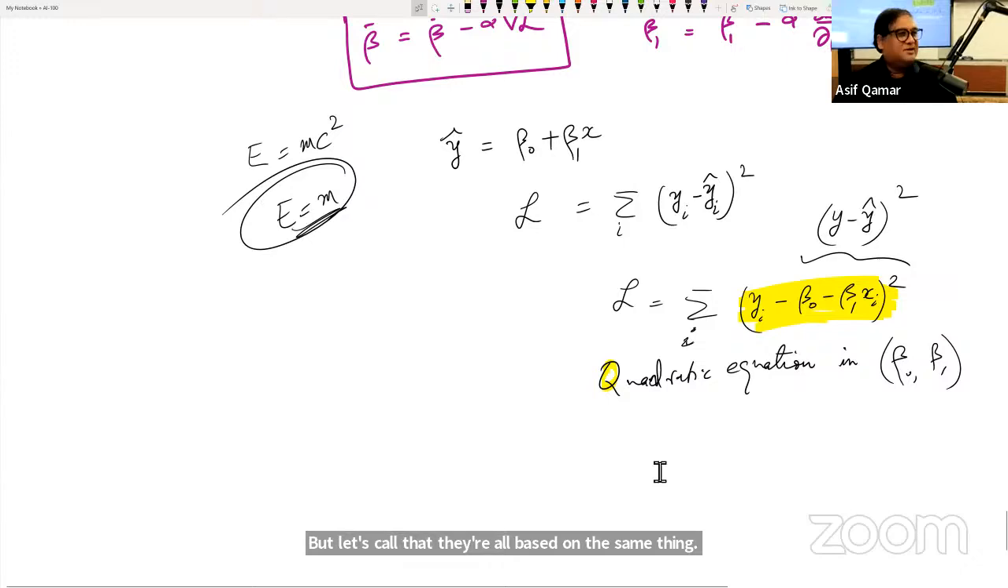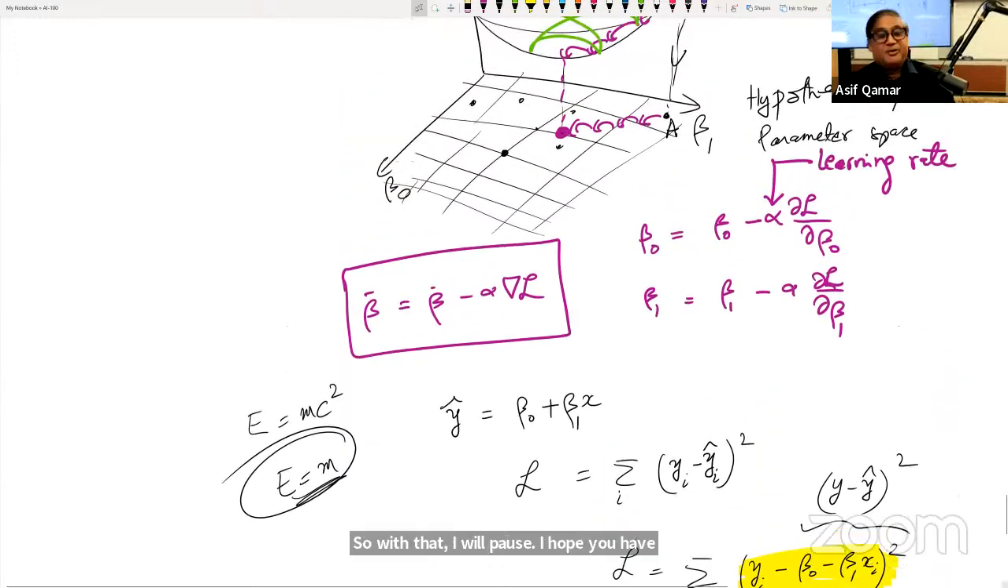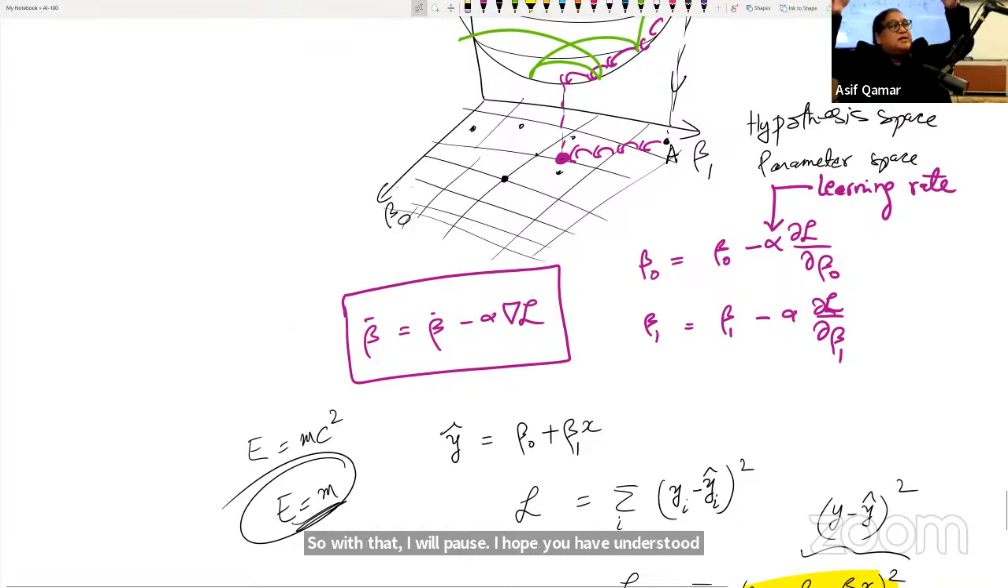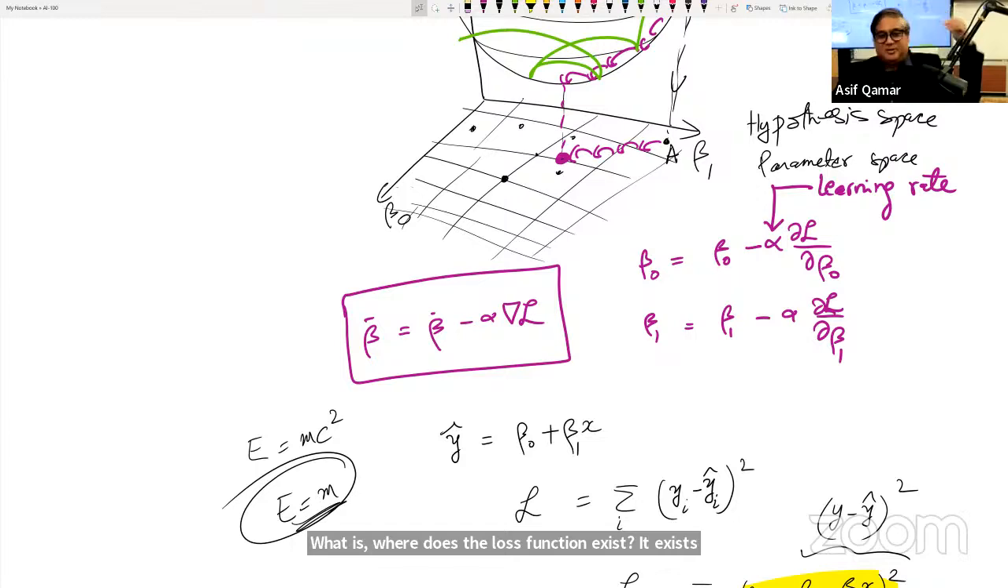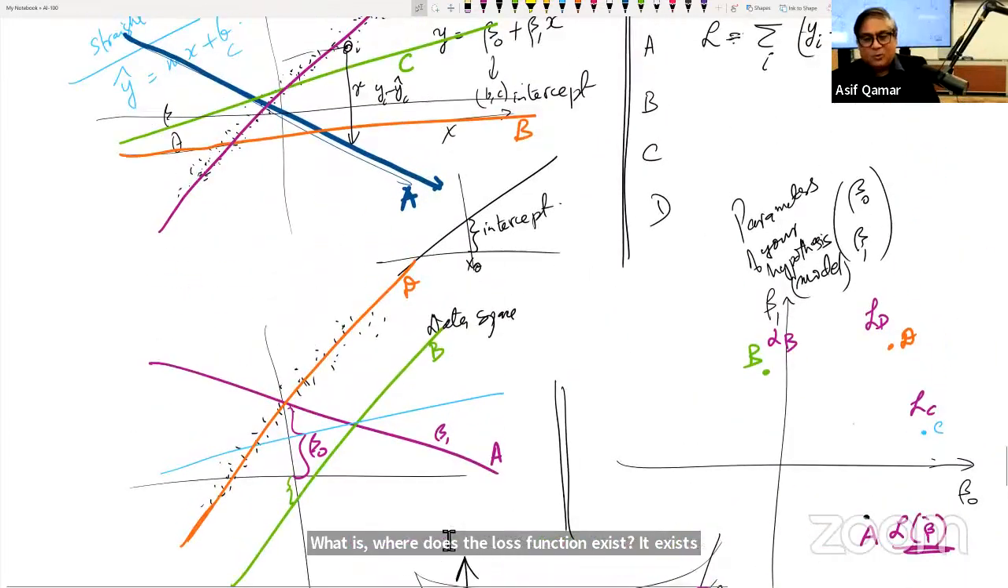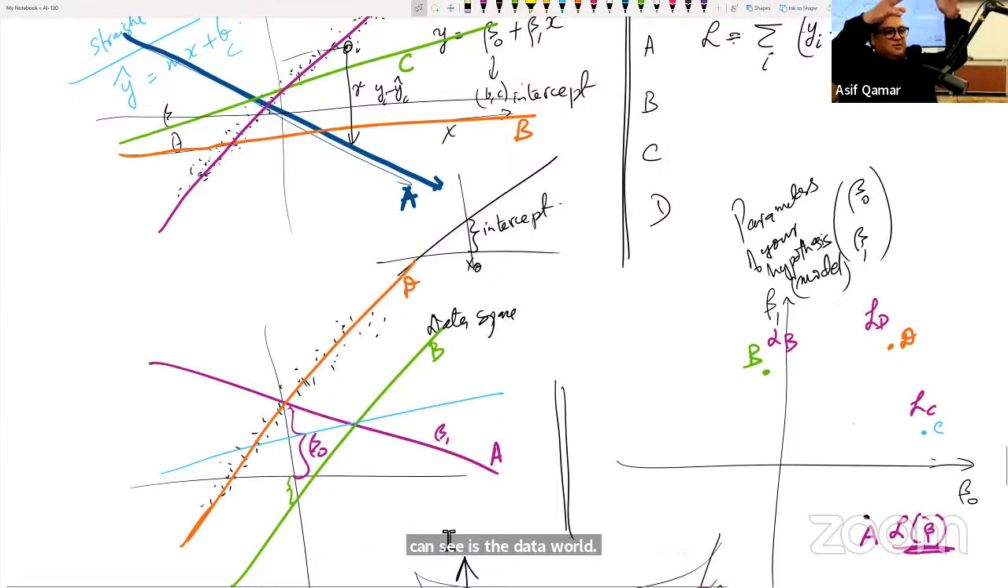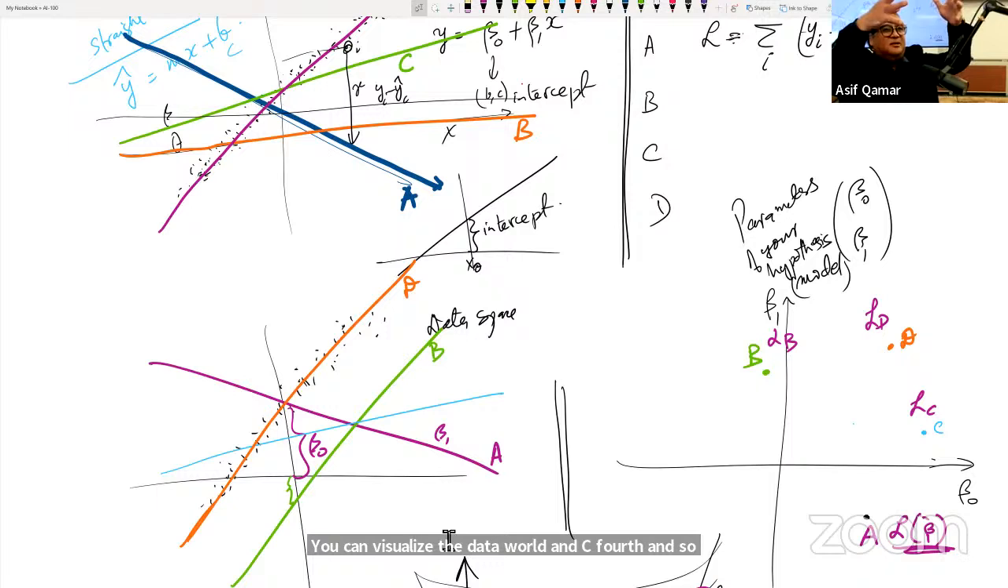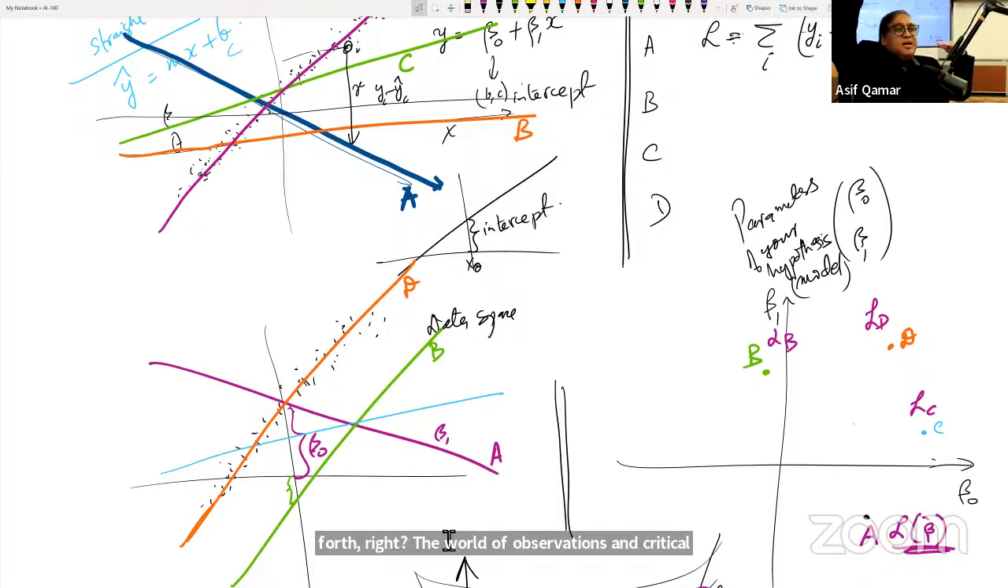I hope you have understood gradient descent and loss function. Right? What is loss? Where does the loss function exist? It exists in the Alice in Wonderland world of hypothesis. Remember the other world that you can't see. What you can see is the data world. You can visualize the data world and so forth, right? The world of observations, empirical observations, is the data world. But hypothesis, the moment you make a hypothesis of how the output relates to the input, right?